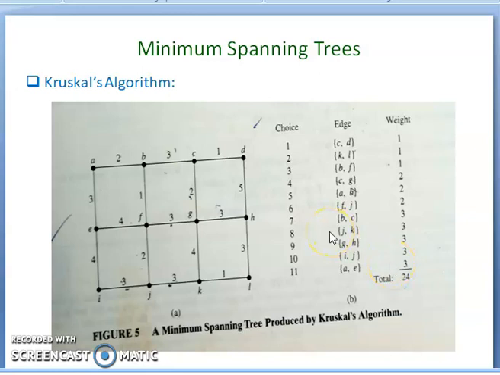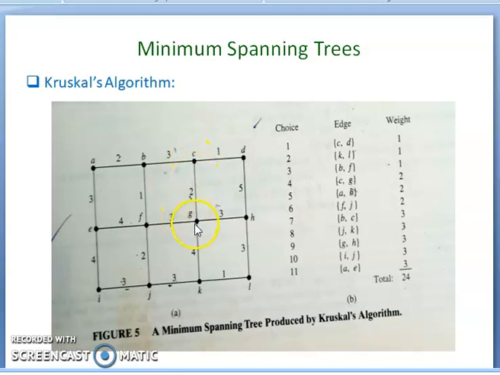What is Kruskal's algorithm? You just find the minimum weight edges and check whether any simple circuit is formed. Initially, with weight 1: CD, BF, LK. If you consider all these 3 edges without any circuit, you add the edges with the next minimal weight. The next minimal weight is 2.